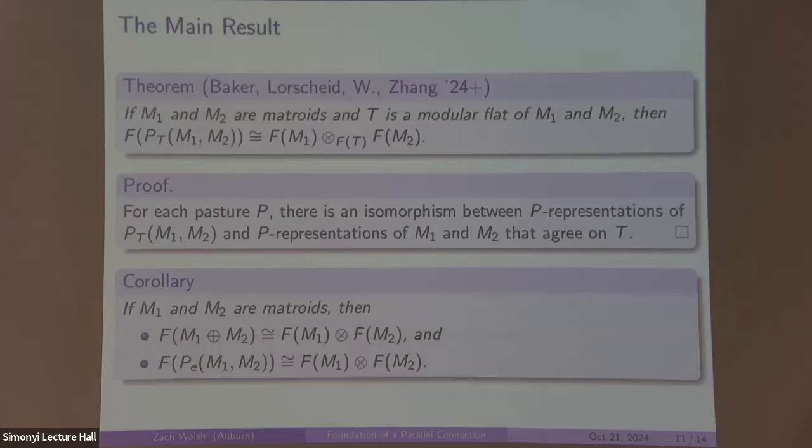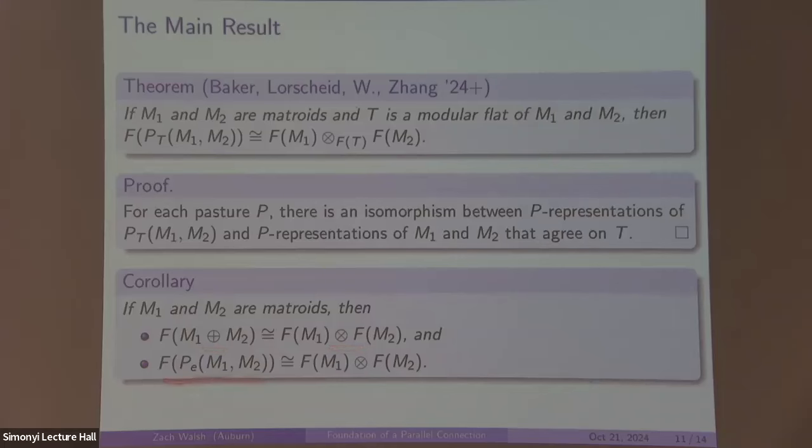So this is just a special case, this first one. If T is the empty set, then this shows that the foundation of the direct sum of two matroids is this absolute tensor product of their foundations. So this comes back to Graham's question from earlier, and this shows that the tensor product just plays really nicely with direct sum.